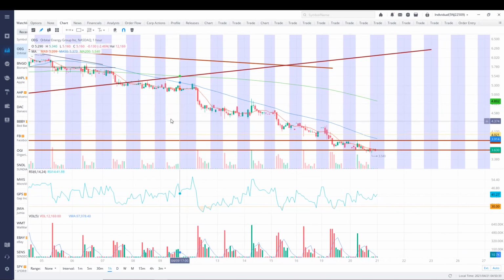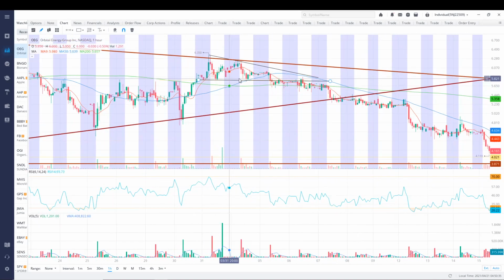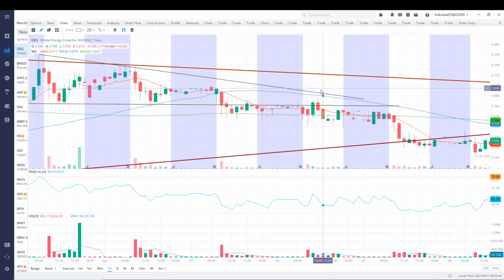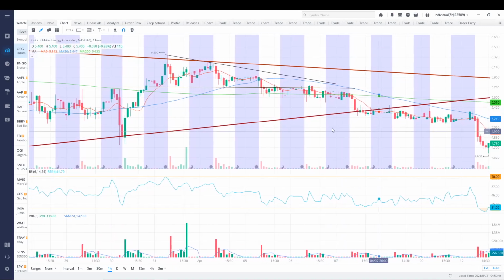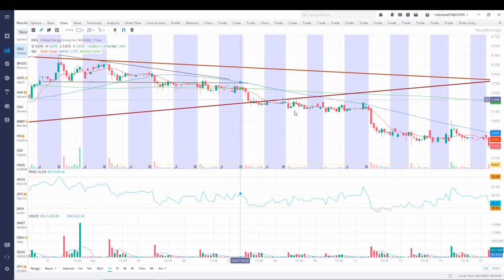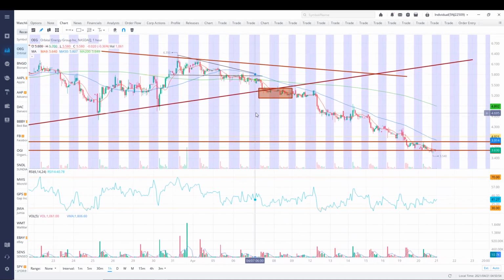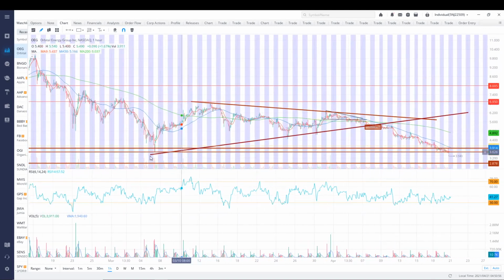You do see right away, we broke down from this descending triangle, and from there we tried to regain this support to go back in it. We had a dark cloud cover right there with a very bearish candle, and then we slowly bled off that, and then right here is where we officially turned very, very bearish. Looked like we were about to go to the south, and we broke down from this pennant.